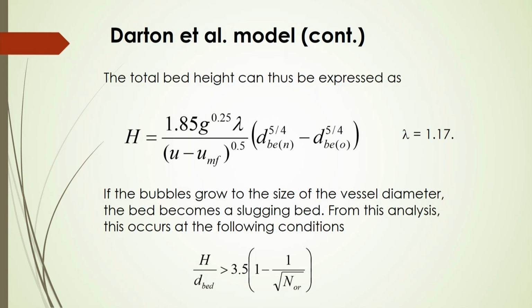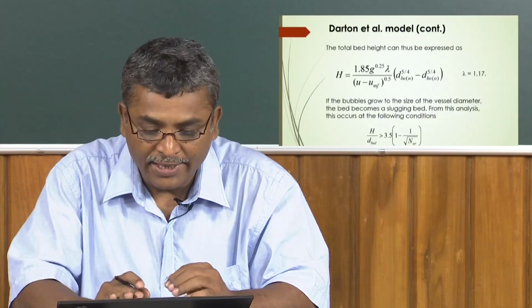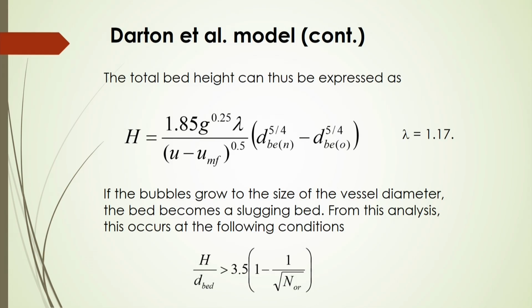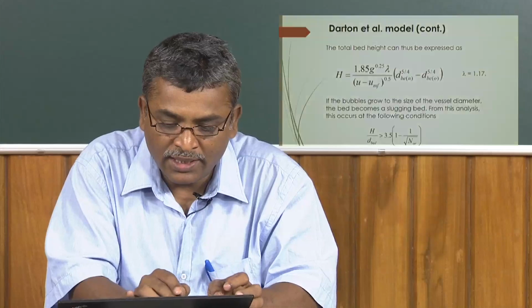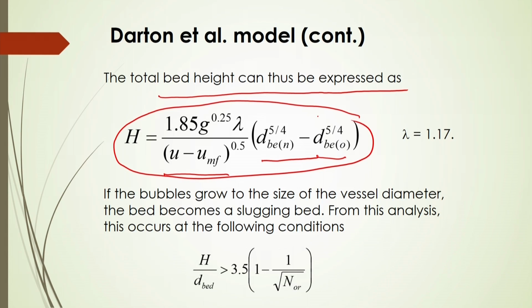And then what should be the total bed height? Suppose from the beginning to a certain height, all bubbles will be coalescing into a single bubble. Based on that, the total height of the bed, based on the coalescence of these bubbles, can be expressed as h equal to 1.85 g to the power 0.25 into lambda by this here into d Be at nth stage to the power 5 by 4 minus d Be at the initial stage to the power 5 by 4, and then from this you can calculate the total height of the bed.